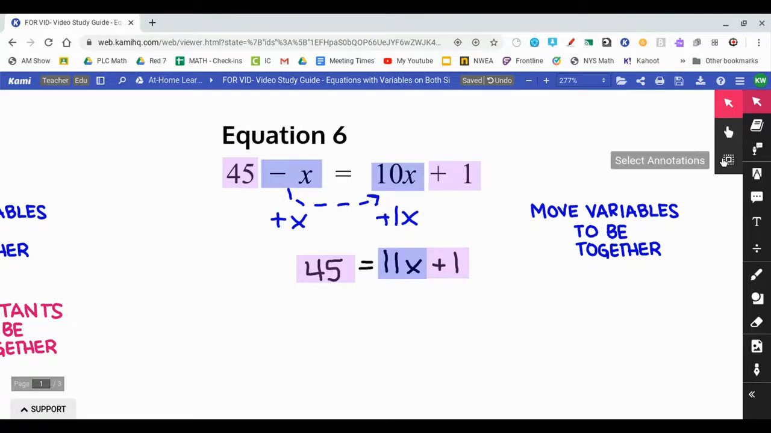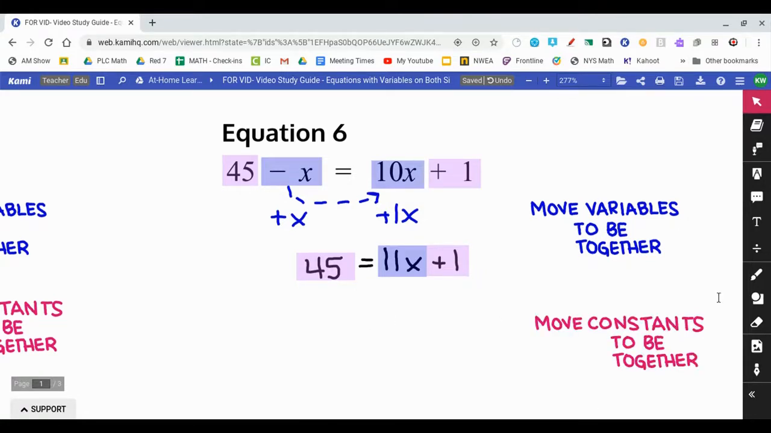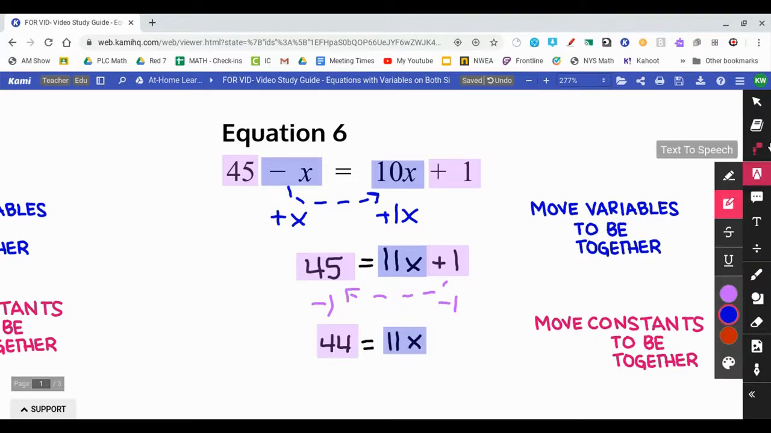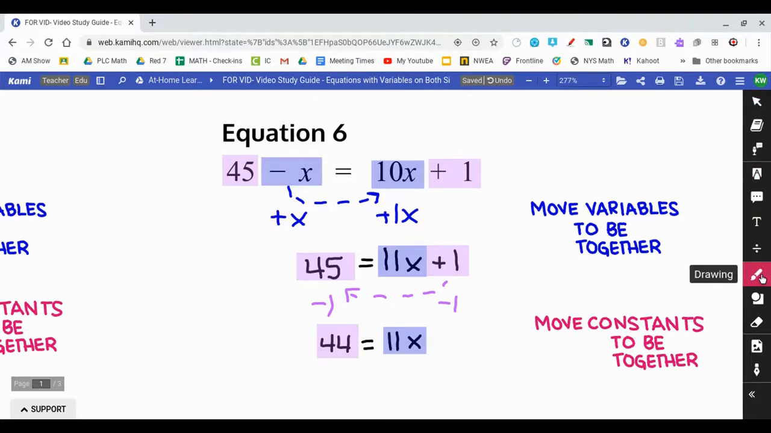Now we have to focus on the constants. We have to move the constants so that they're on the same side of the equal sign. So I'm going to have to move that 1 over to the left. I'm going to subtract 1 from both sides, and my new simplified equation is 44 equals 11x. I've successfully separated the constants from the terms with variables. All I have to do now is divide both sides by 11, and I find out that my answer is 4.